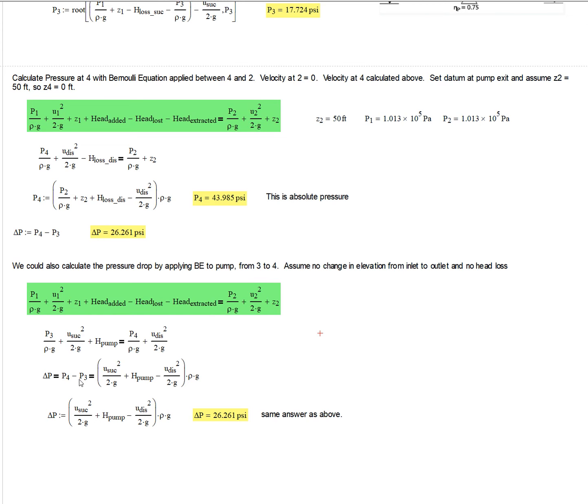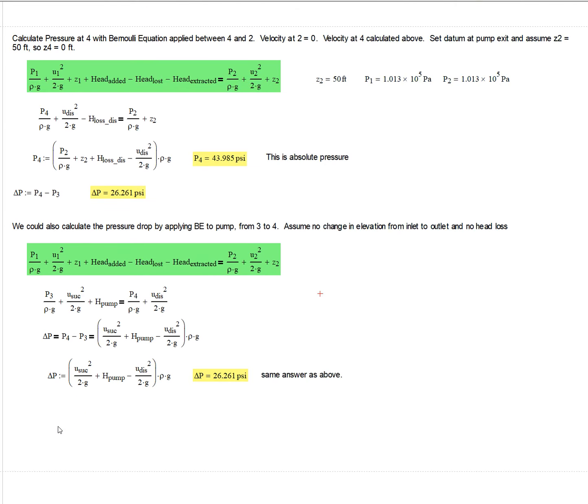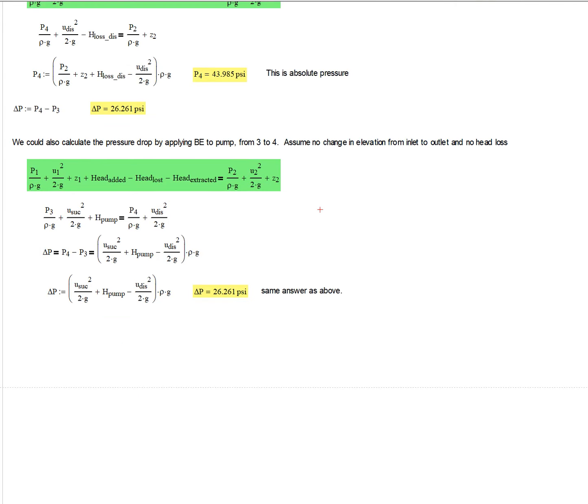Notice that we do not need to know the absolute values of P4 and P3. We just combine those into one variable. If you look at this, you'd say, oh, I've got one equation, two unknowns, but really all we have is one unknown, the P4 minus P3. And so we can solve it that way.